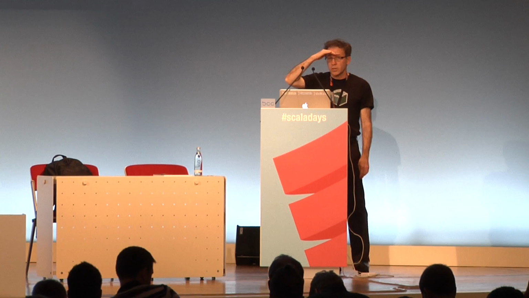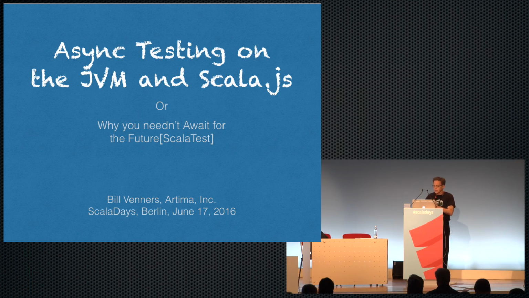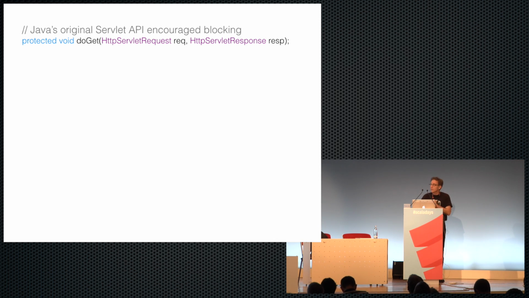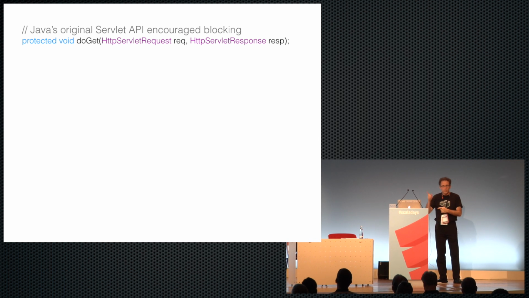I'm Bill Venners. Today I want to talk about async testing in ScalaTest 3.0. What I wanted to start out with was give you a little bit of something to compare it to. This is the servlet API from Java from back in the 90s. There's a do-get method, and the way you write code that handles web requests is you implement this method.